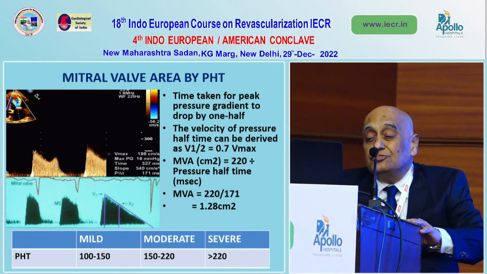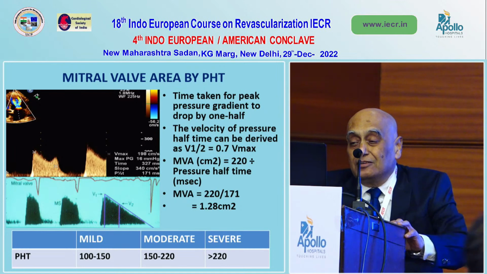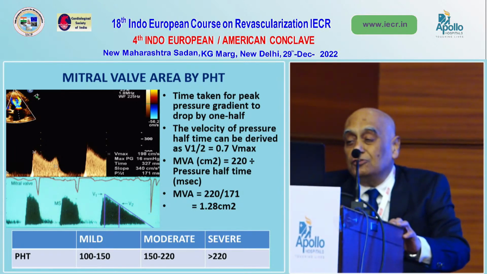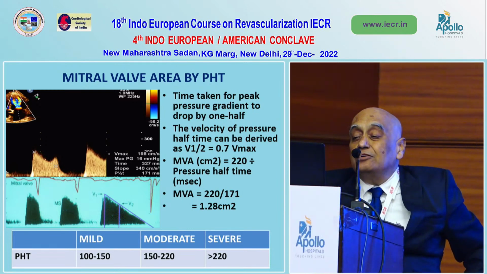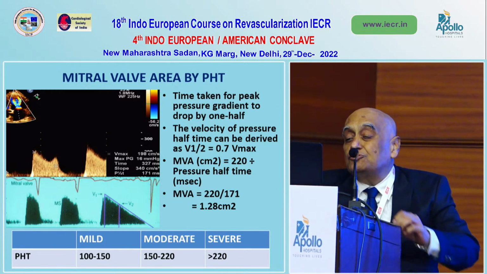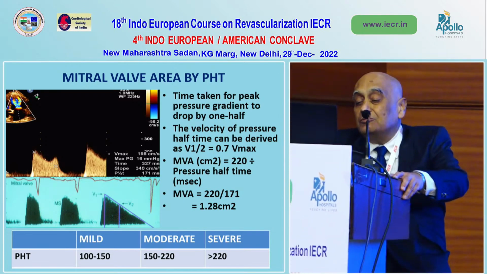So, there is yet another Doppler method called the pressure half time. That is the time taken for the peak pressure gradient to drop by half. The velocity at the pressure half time is given as V max divided by the square root of 2, or 0.7 into V max. And the mitral valve area in centimeters squared is 220 divided by the pressure half time. In this particular case, 220 by 171 gives you 1.28 centimeters squared.